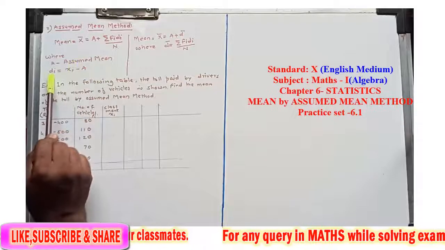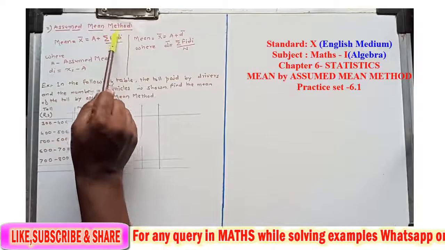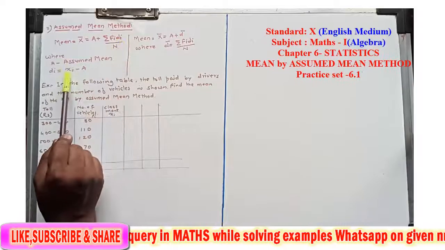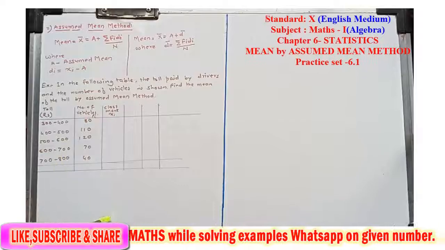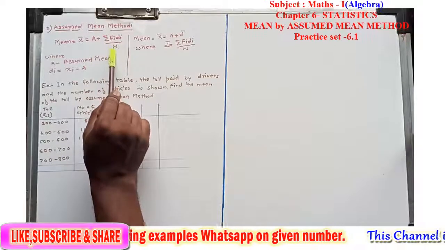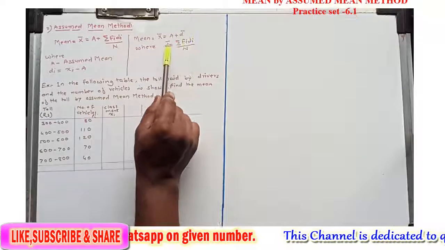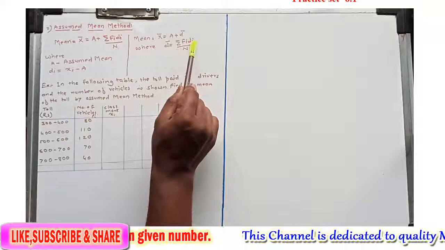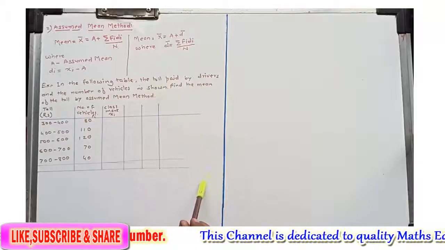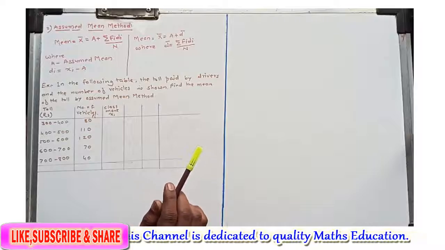Okay, and di is equal to xi minus a. This factor fi di is nothing but fi times xi minus a. By this formula we can find the value for di. The same formula we can write as x bar is equal to a plus d bar. What is d bar? D bar is nothing but sigma fi di upon capital N. Same, di is equal to xi minus a.